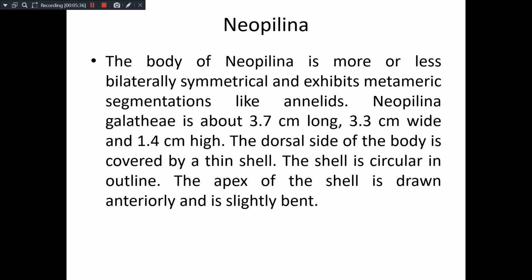The dorsal side of the body, that is the back, was covered by a thin shell. The shell has a circular outline and is not entirely flat; in the center it is a little bit elevated, giving the appearance of an apex anteriorly, and it is slightly bent also.